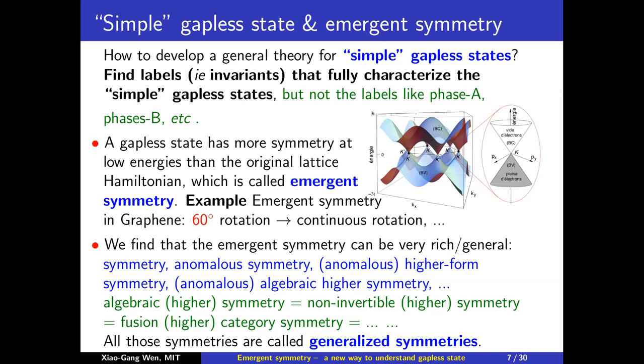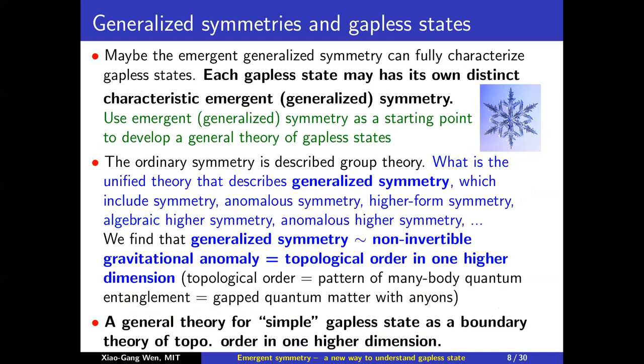We see more and more symmetry. Because generalized symmetry is so general, we start to dream: maybe it is so general, so rich, that it can fully characterize the gapless states. So we are thinking about a one-to-one correspondence. That is, each gapless state has its own distinct characteristic emergent generalized symmetry. This is very bold, and might not be true, but I hope at least it largely characterizes the gapless state. So once you fix the emergent symmetry, maybe there are only a few possible gapless states, I hope.